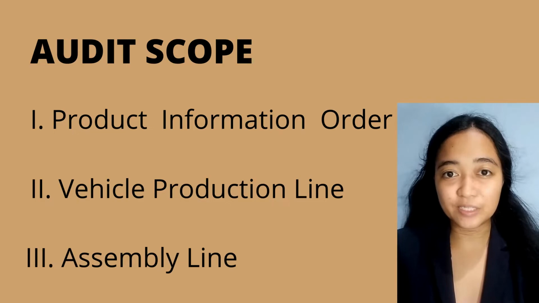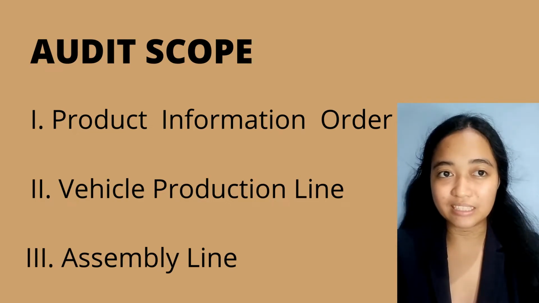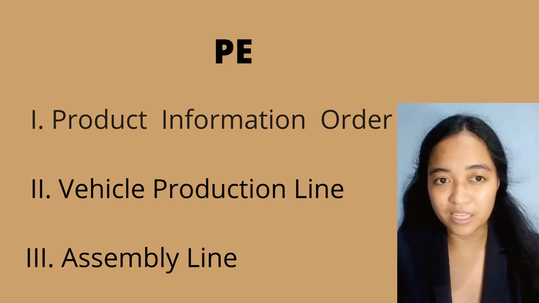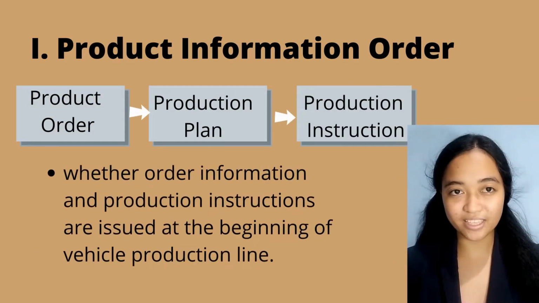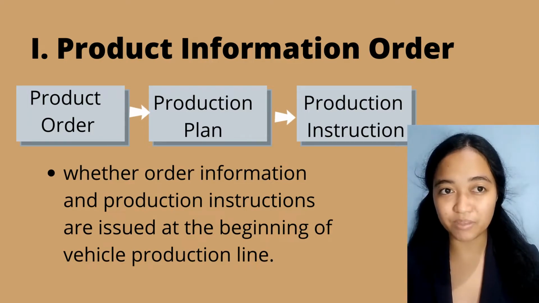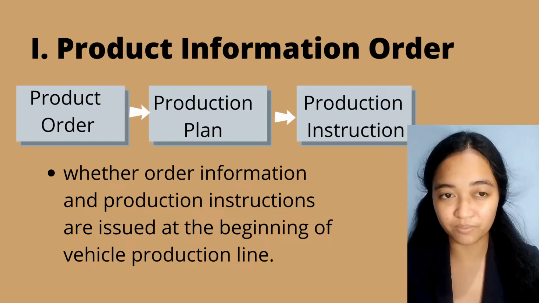In arriving at this opinion, the auditors will conduct an operational audit on the production line system of LenBong Corporation, which includes production information order, vehicle production line, and assembly line. The first line to be audited is the product information order, wherein this is the time the orders are accepted until a production plan is made.